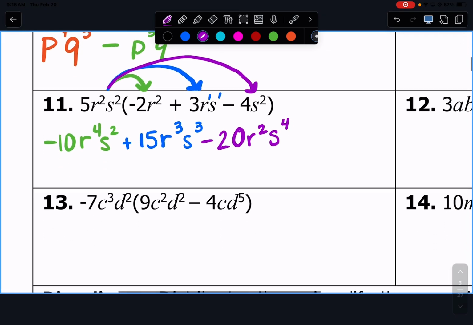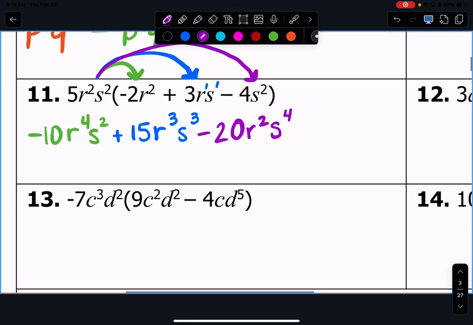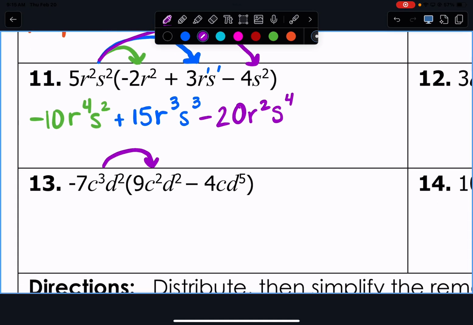All right. Number 13. So for number 13, negative 7 times 9. Negative 63. Then we're going to get c to the, d to the 4.